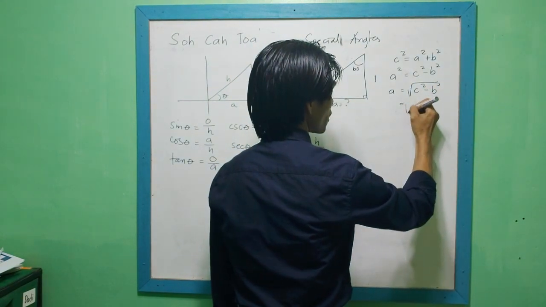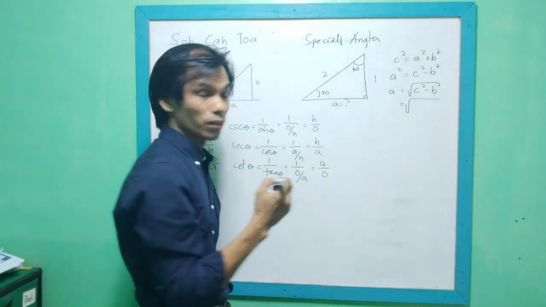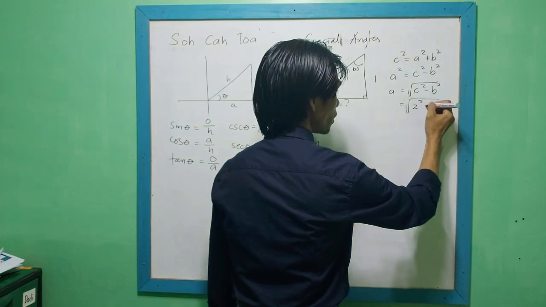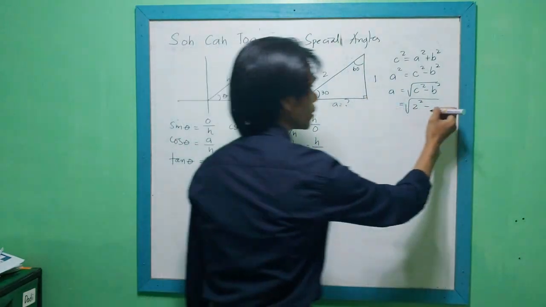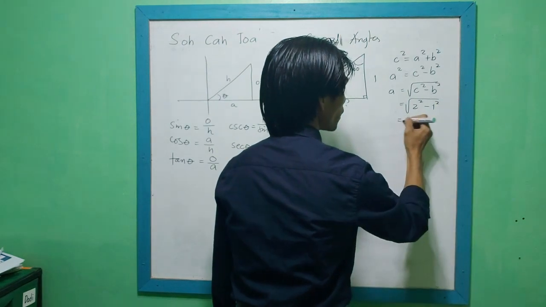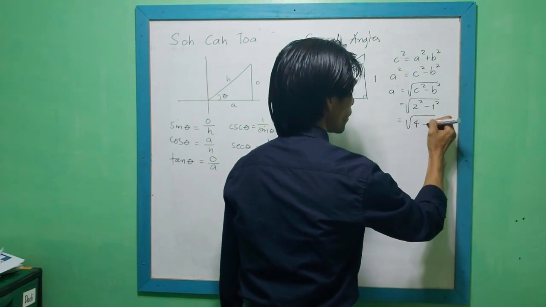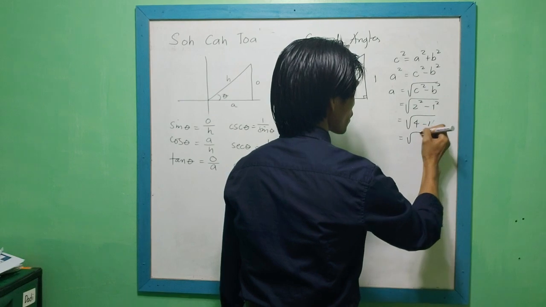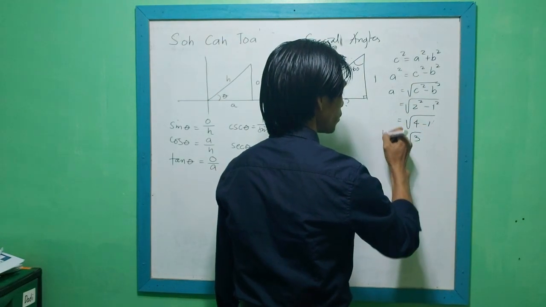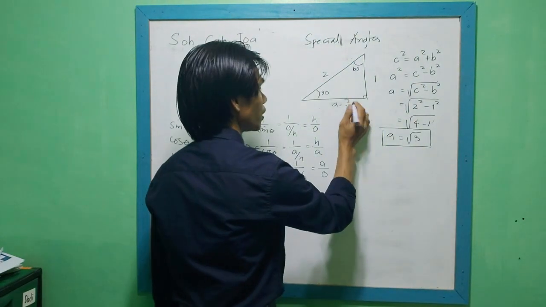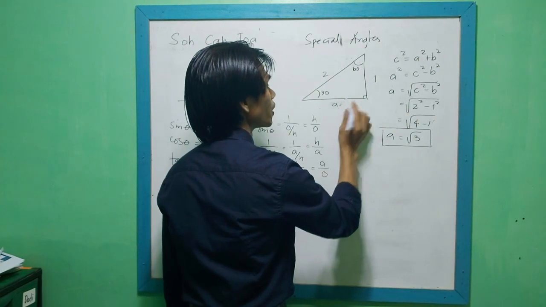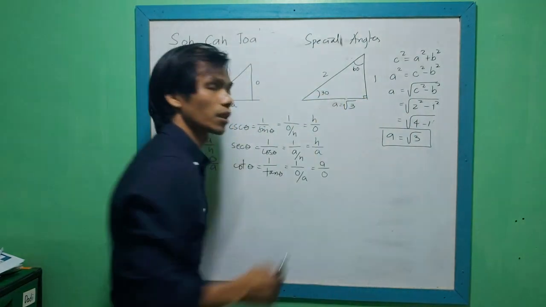And what is c? 2, di ba? So, 2 squared minus, ano yung b natin? 1. 1 squared is equal to 1. So, therefore, we have 4 minus 1, and that is square root of 3. Ito na yung a natin. Therefore, our a is equal to square root of 3.